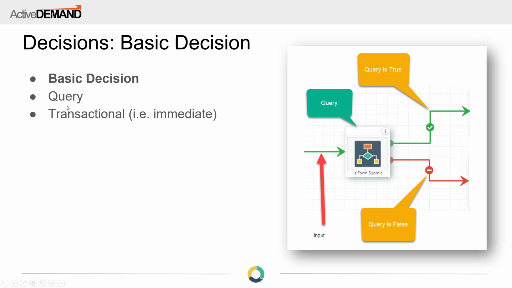So it's important: this one is a transactional element. What I mean by that is, when a contact hits this, it makes the query, and if it's true, it goes this way. If it's false, it goes this way. It is purely a pass-through. Nobody sits in this specific element waiting for something to happen. Literally, when you hit this basic decision type, it looks at the query. If it's true, it'll go this way. If it's false, it'll go this way.